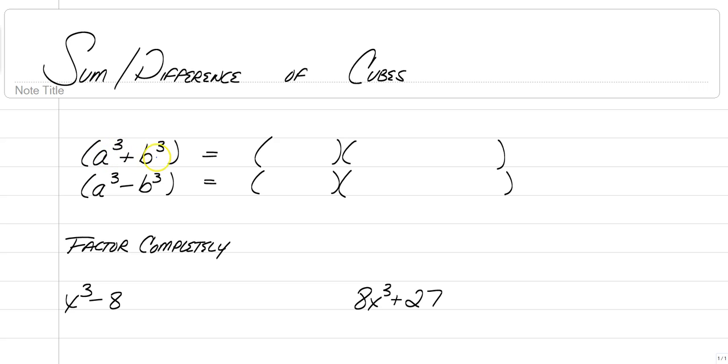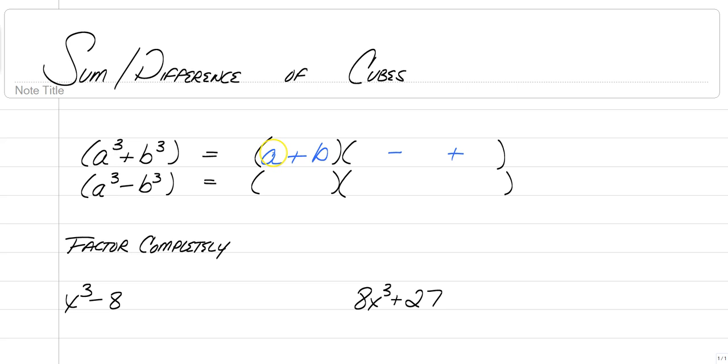So if we were to just say here are our two terms, we have a cubed and b cubed. We're going to show you the pattern for the sum and difference. Basically, you take the cube root of the first term and put it here, and you take the cube root of the second one and put it here. Then this is going to be a plus sign, but over here you're going to have a minus sign and a plus sign. This is a pattern that you have to have memorized.